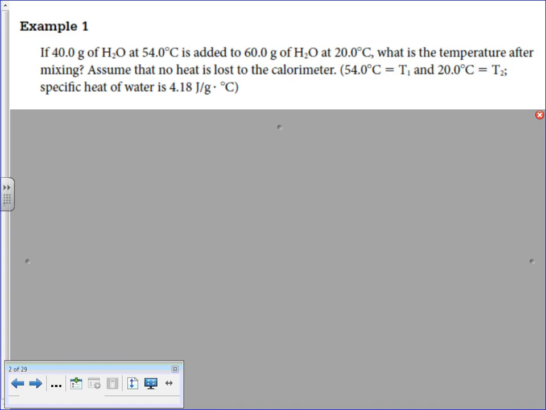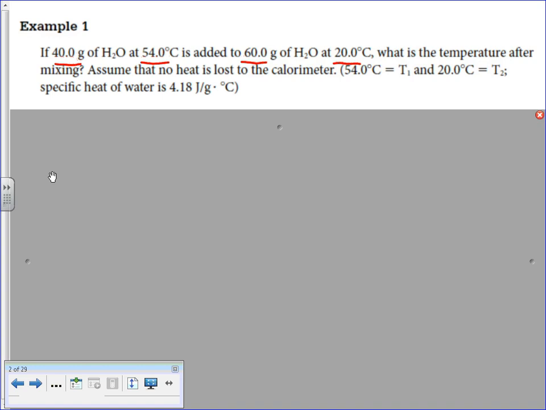Okay, so 40 grams of water at 54 degrees C, 60 grams of water at 20 degrees C. What is the temperature after mixing? How would you set this up? This is not a specific method. This is just, can you math? What formula comes to mind?